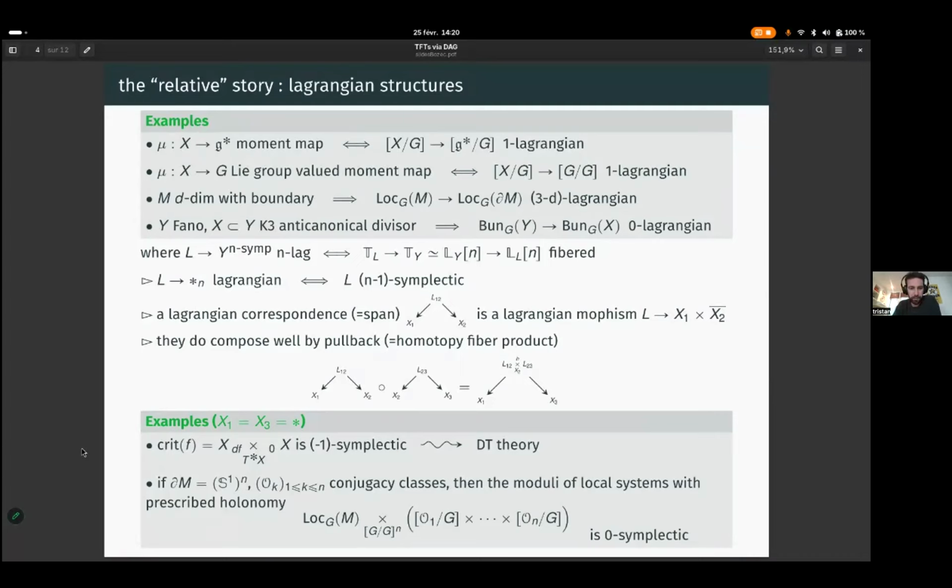Okay, so you consider a function. The graph of the differential gives you an honest Lagrangian morphism from x to the cotangent. And then you take the pullback with the zero section. The properties I gave above give you a -1 shifted symplectic structure on the critical locus. Okay, so it doesn't make sense if you don't know shifted symplectic structures. So here you get this.